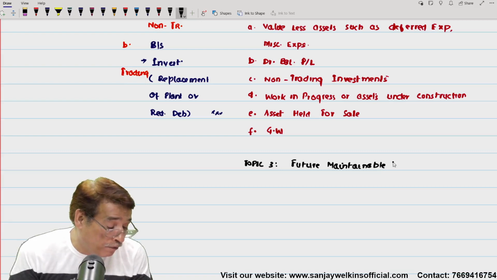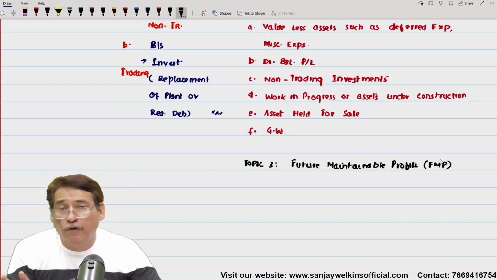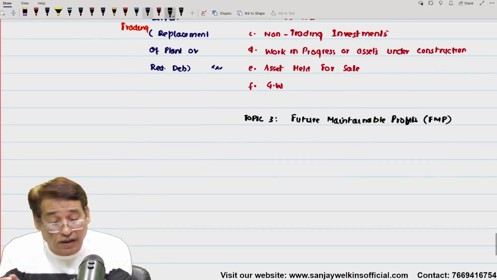How to compute future maintainable profits, better known as FMP, and why we are computing it. Future maintainable profits, what does it mean? Just to make you understand a wee bit.